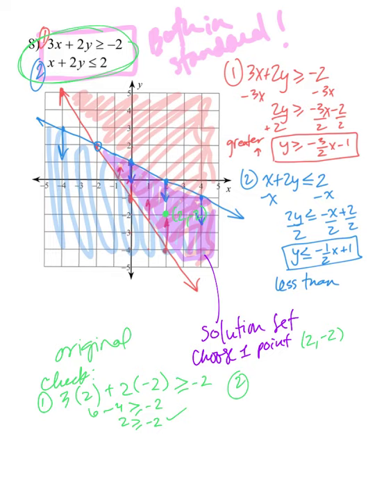The second one. So 2 plus 2 times negative 2. Is that less than or equal to regular positive 2, right? Yeah. Okay. So this is 2, that's negative 4, so negative 2 is less than positive 2. True. Great. We love it. So this is one option in the solution set, but the solution set is infinite. FYI.